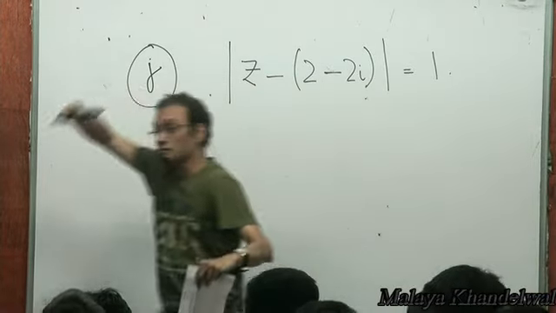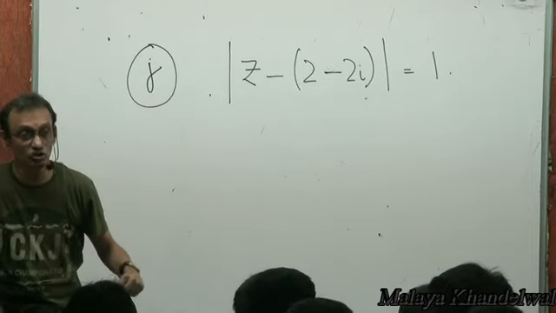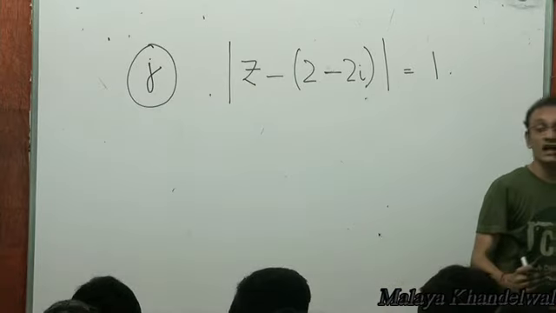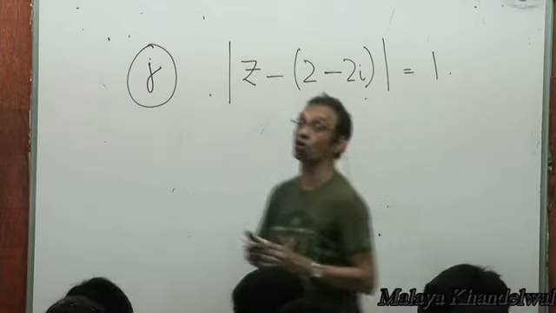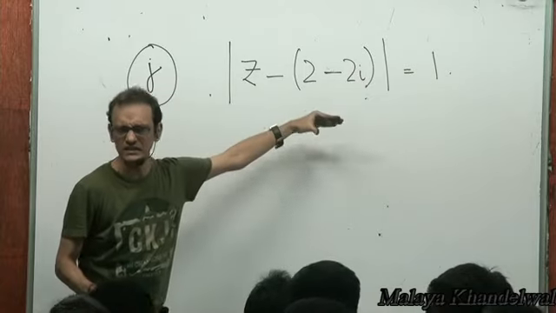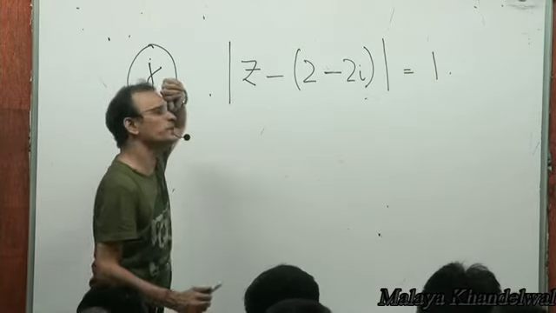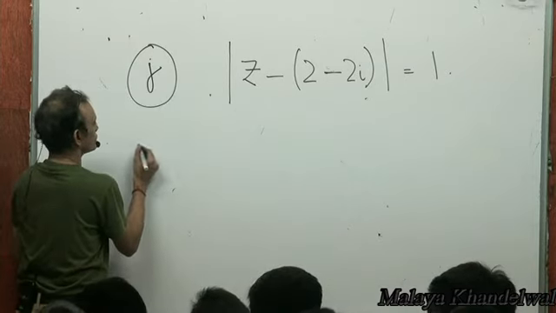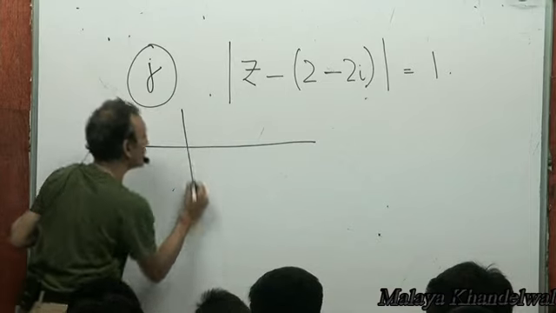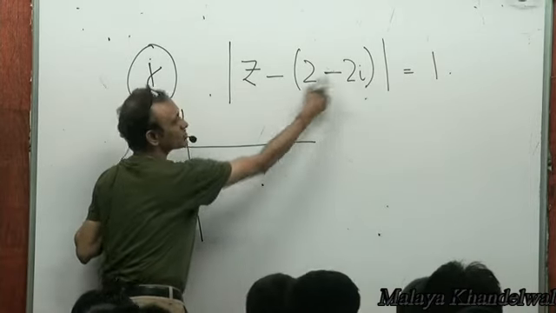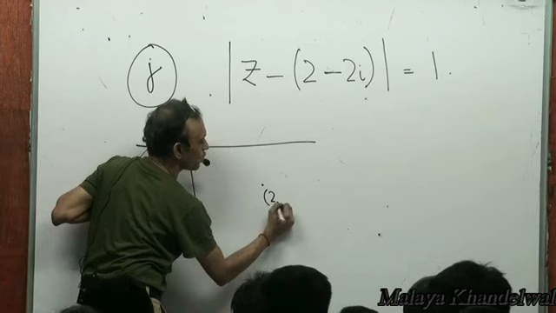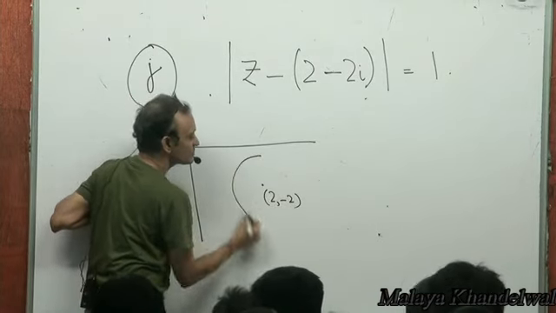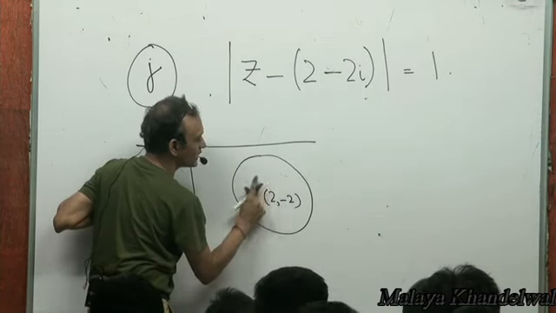Each of these z's satisfying this condition will have a certain modulus. We want to find the largest mod z and the smallest mod z of all the z's that satisfy this condition. Let me do it geometrically. This is a circle with center 2 comma minus 2, and radius 1, yes or no?